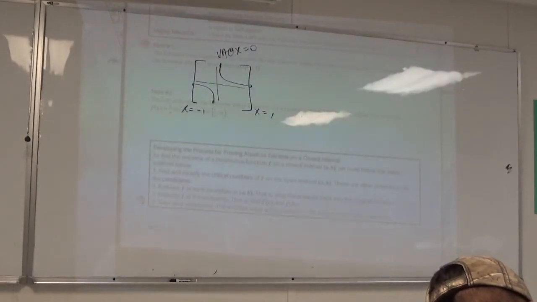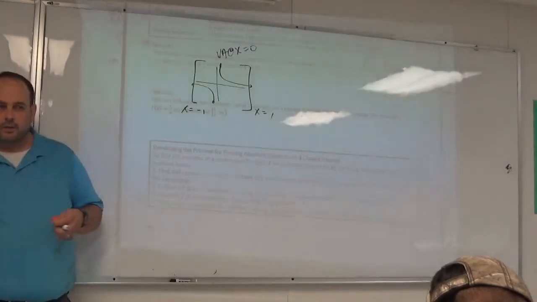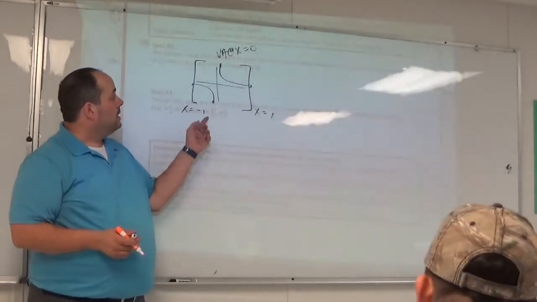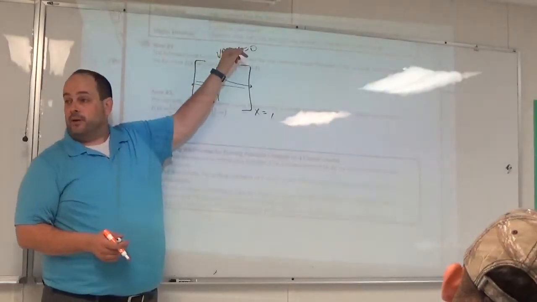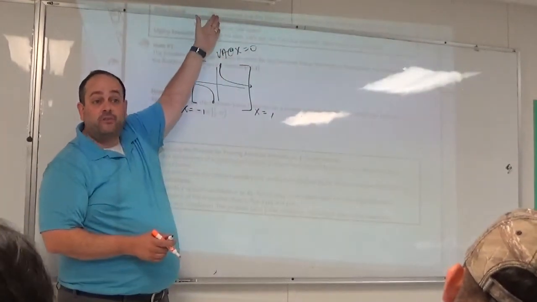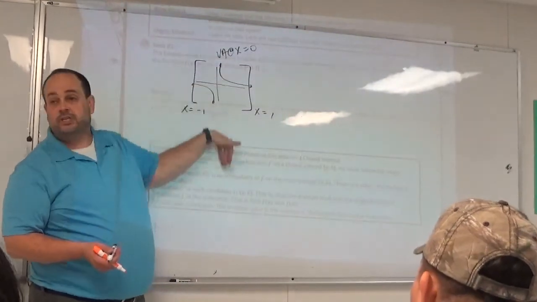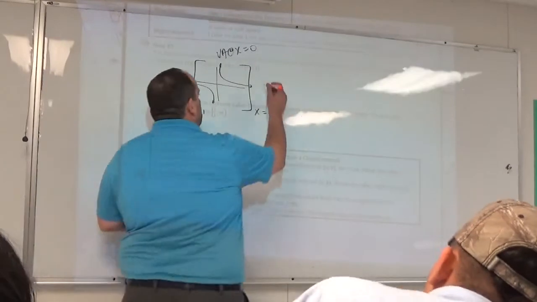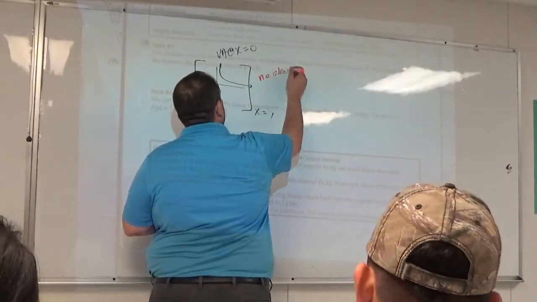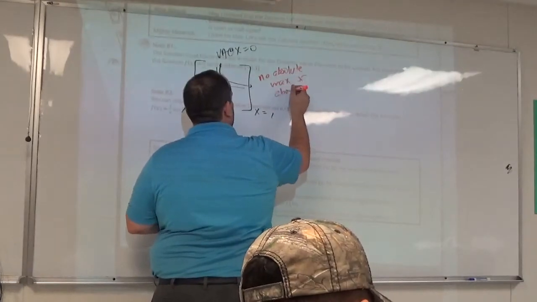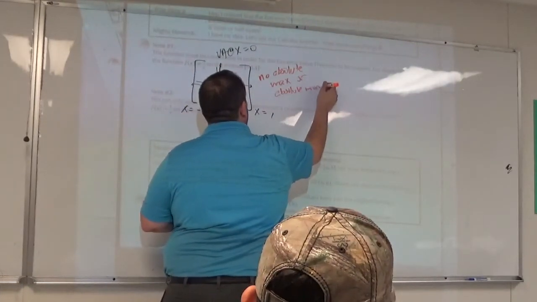Is there an absolute max? No. There's no absolute max because there's no highest point, right? This guy continues to go up forever and ever. Is there an absolute minimum? Nope, we just continue to go down forever and ever. So no absolute max or absolute min. All right, let's keep going.